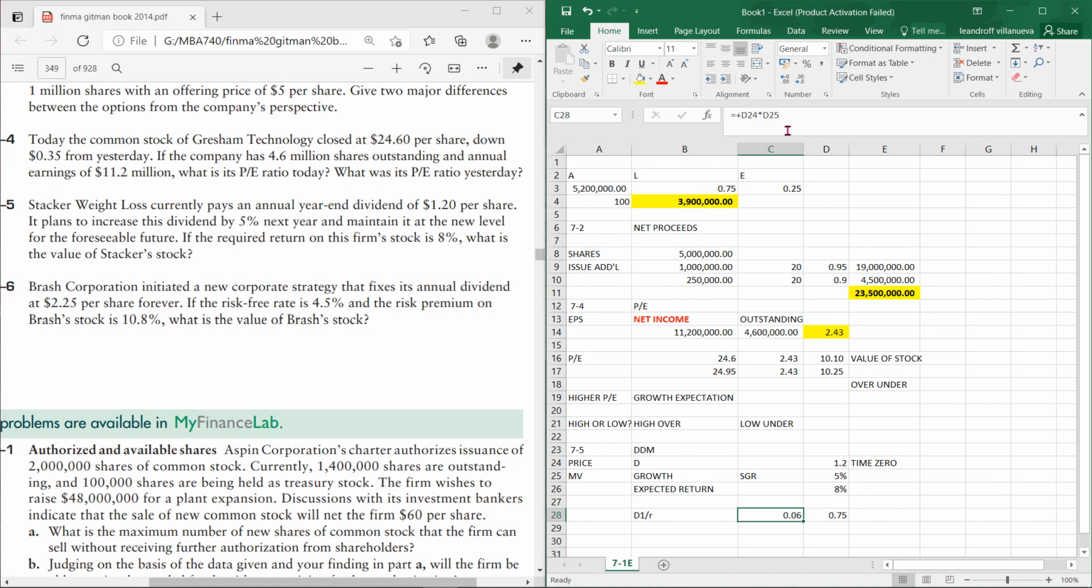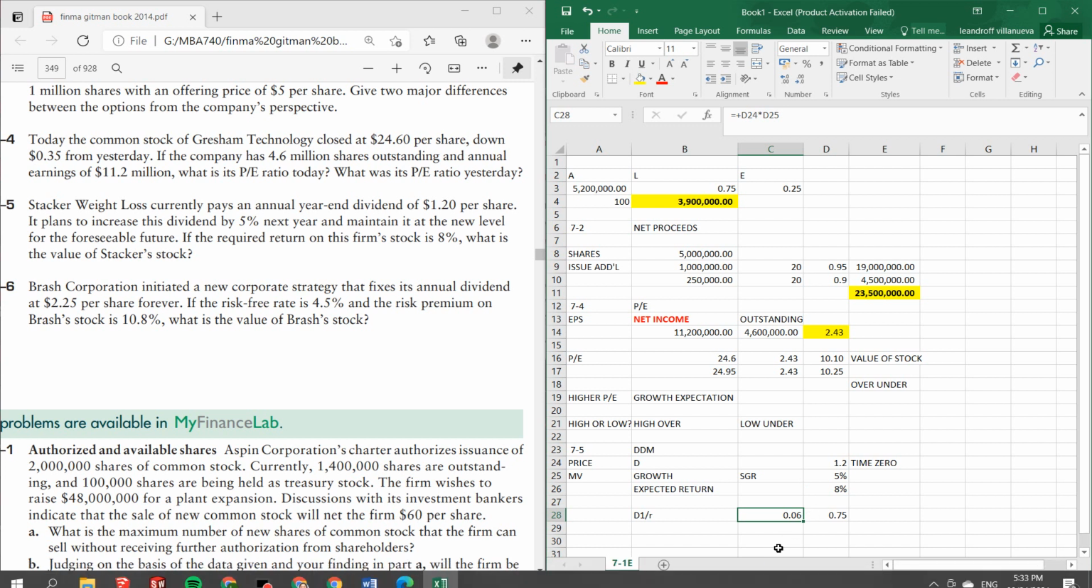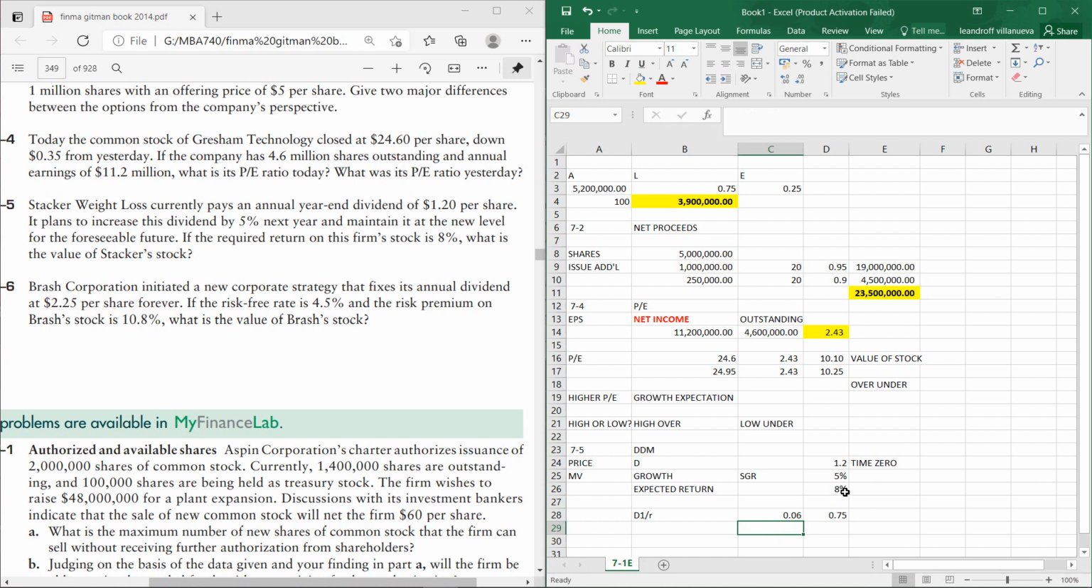Ay, 5% lang. Dapat 1, sorry, mali ako. Okay, so it should be 1 plus 5%. Kasi ito lang yung growth rate. Yung growth, how much is the growth of the dividend? It is 0.06, plus 1.2. So, it's 1.26, sorry.